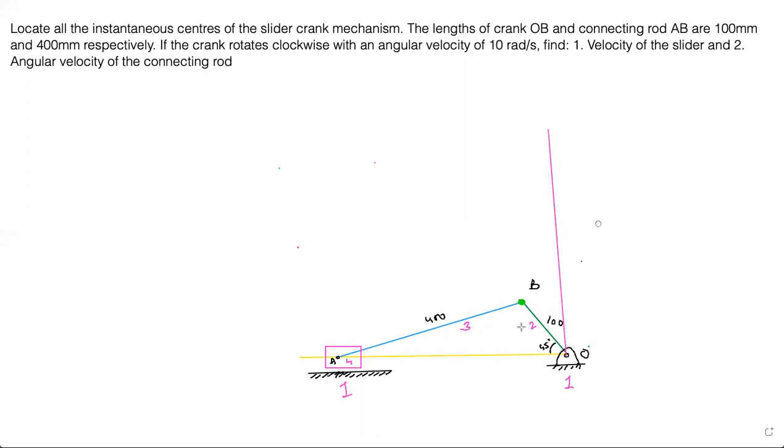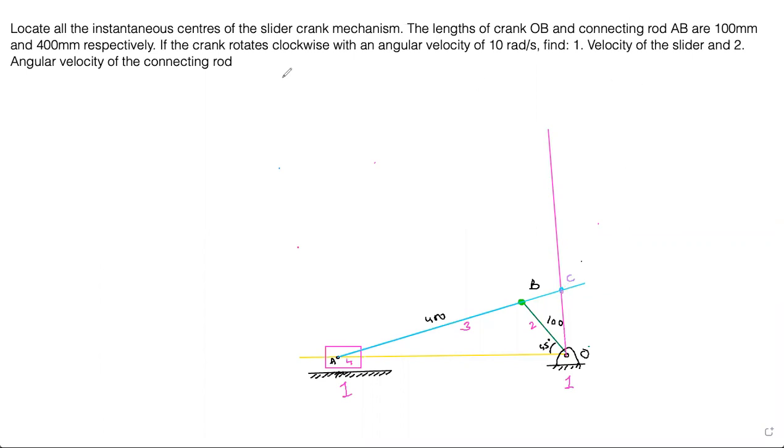Then the next step is extend this AB. You have a line AB, right? Extend this line AB along it. Now you got a point. That point is point C.